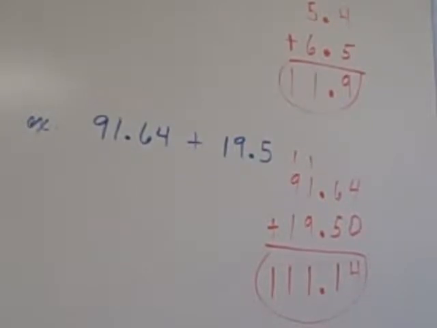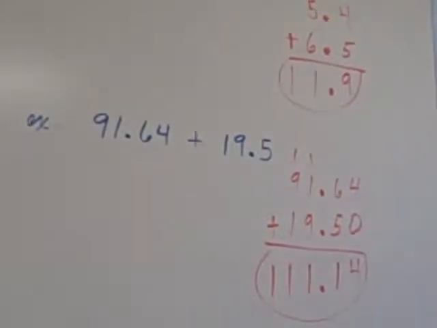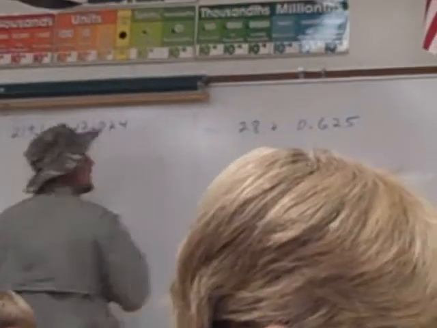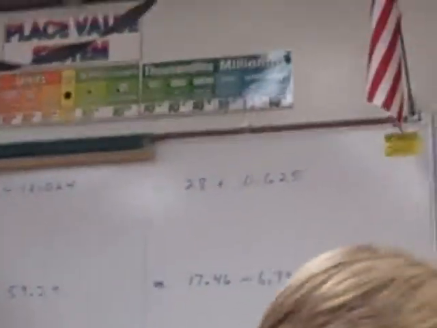Hard stuff. Let's do some more. Let's make sure we got every set. Let's do some more. Over here. 28 plus 0.625.